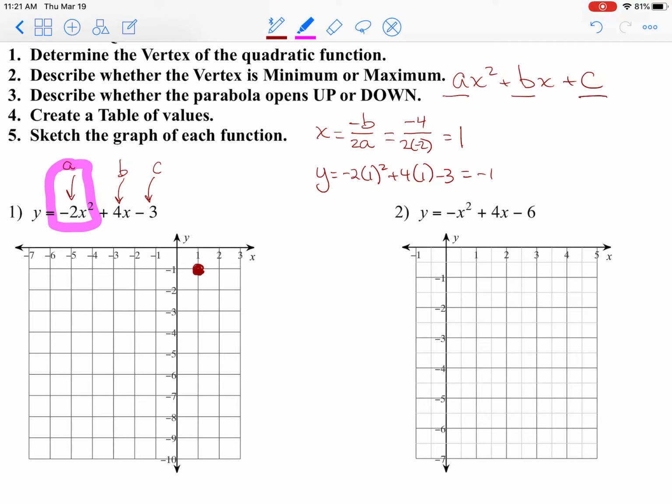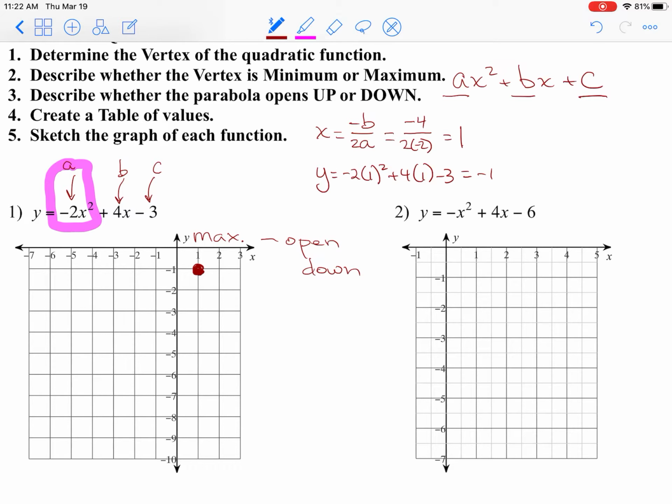In other words, it has a general shape like that. So this is what we call open downward. So I just answered part 2. Our point here is going to be a maximum point, and that means that our graph opens down.